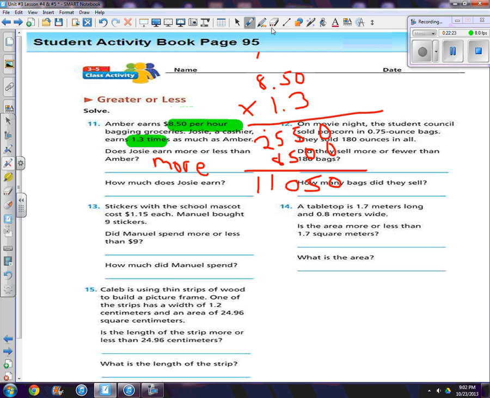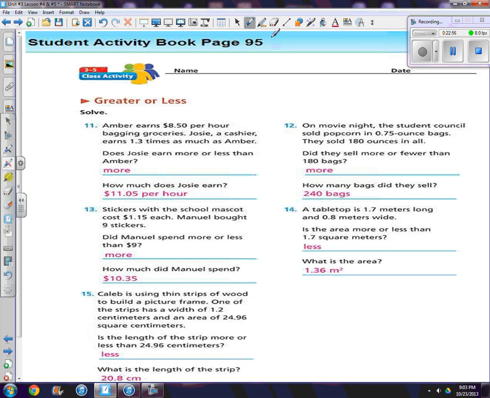Now I count the number of decimals behind each digit, 1, 2, and 3. So then I move 1, 2, 3, which would make sense. If you took 8 times 1, you would end up with 8. If you took 9 times 1, you'd end up with 9. If you took 9 times 2, you'd end up with 18. $11.05. So on the line, $11.05. And you can see right here is the answer, $11.05 per hour, and more. Okay.